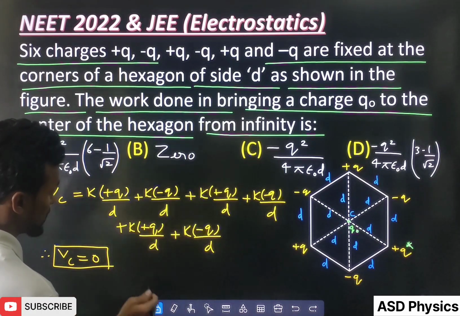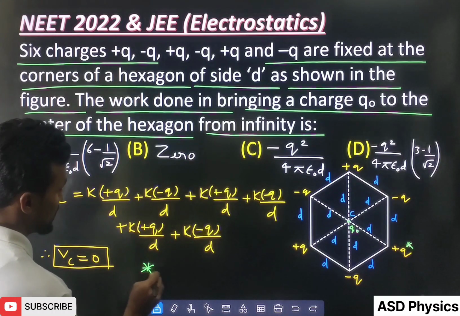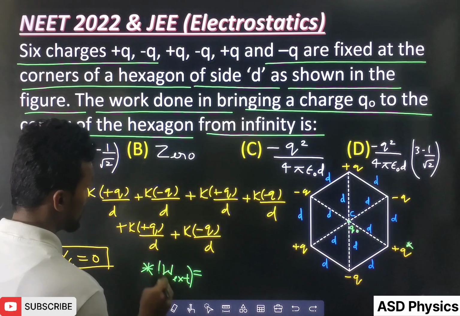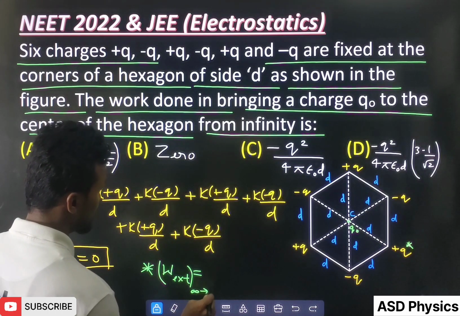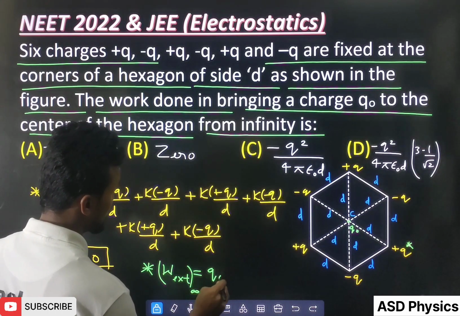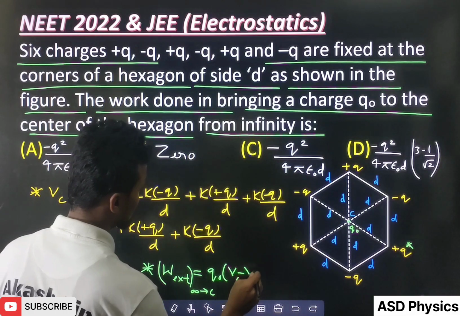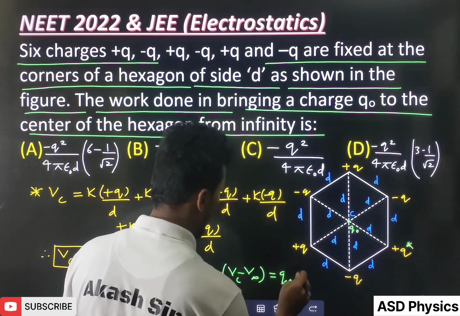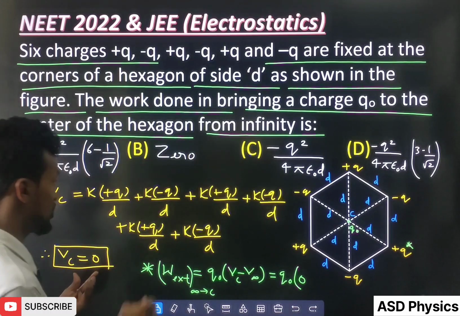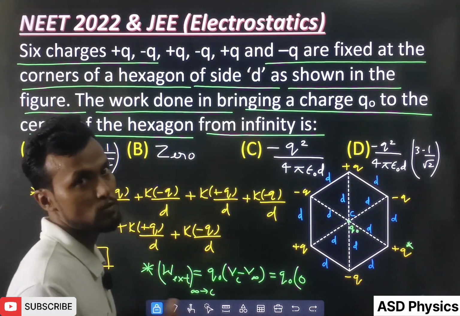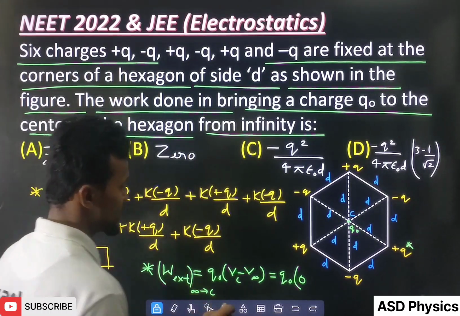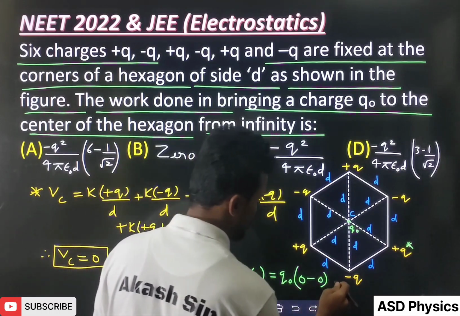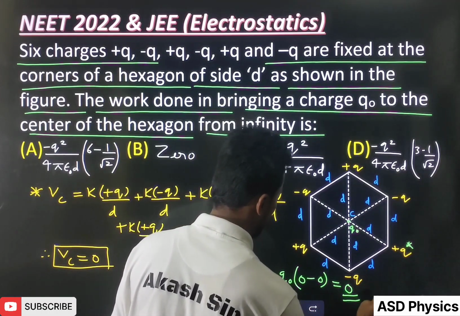After that, if we use the basic, the work done by the external force, where are we moving? We are moving from infinity to C. What was that? Q naught into (Vc minus V infinity), correct. So this is Q naught, and Vc is coming as 0, because all will cancel out: plus Q minus Q plus Q minus Q, all this potential will cancel out, 0, and V infinity is also 0. So what answer will come here? 0 minus 0, 0 into Q naught, that means 0, is it.